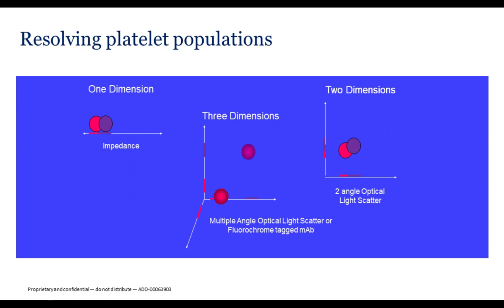And again, the three-dimensional approach would be considered the multiple angle optical light scatter or fluorochrome-tagged monoclonal approach. In this case, even though there may be some interferences or similarities, it will ultimately be separated with the fluorochrome-tagged monoclonal antibody.